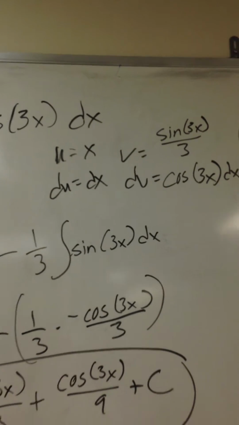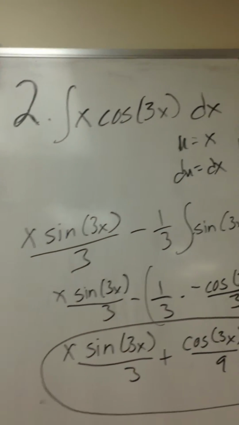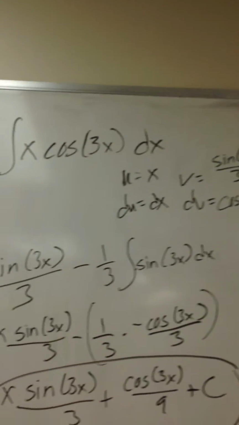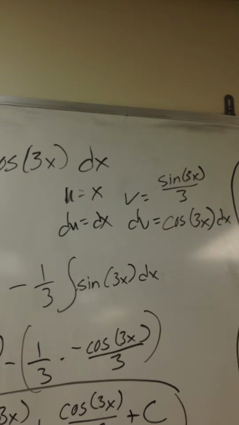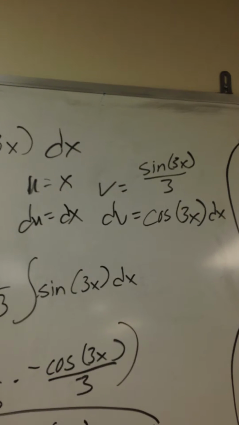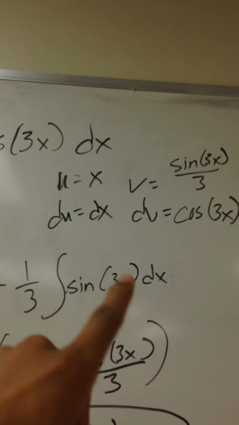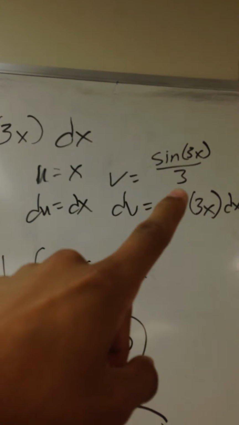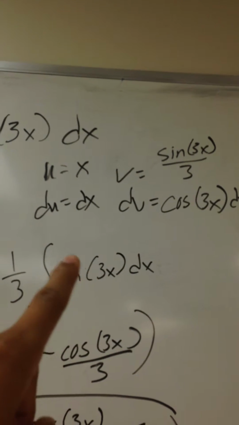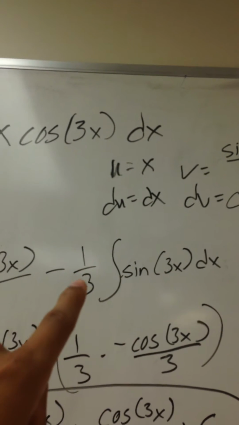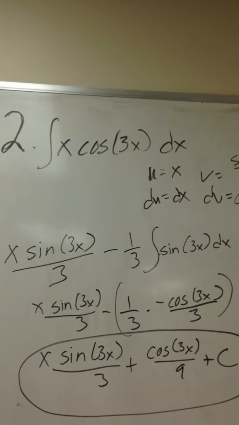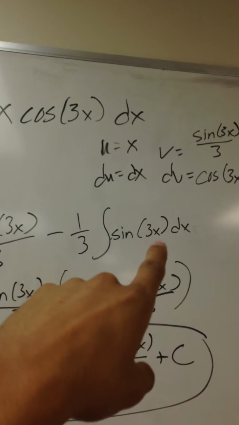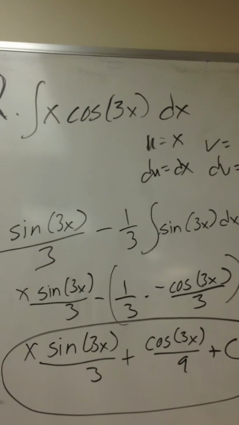So you plug that into your formula and you get uv, which is x times sine 3x over 3, which is what I have there, minus the integral of v du. But if you see on v, du is really just a dx term, but v has sine 3x over 3, and I just took that 3 out by making it a constant of 1/3. So that's what I did here. So that's your first step. You gotta make sure you get that constant out. You could have just as easily written sine 3x over 3. It'd give you the same result.